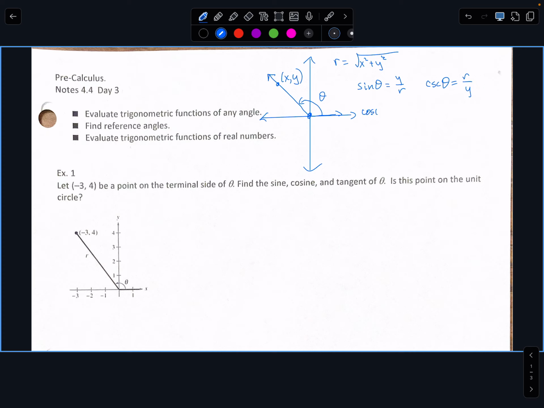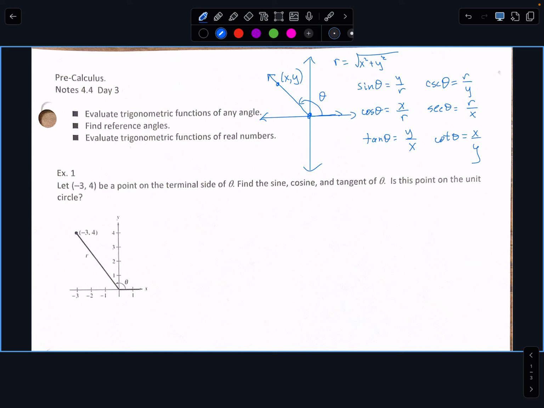And cosine of theta similarly is x over r, so its reciprocal secant of theta is r over x. And the tangent isn't affected because it's the same as it's always been. It's y over x, and cotangent of theta is x over y. So it changes right now because the radius isn't 1.